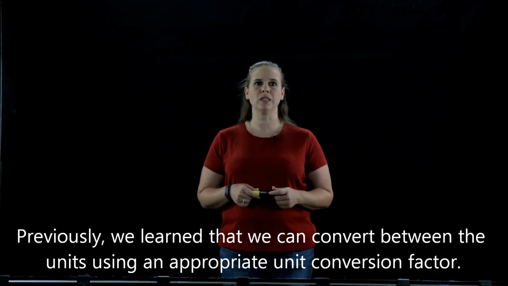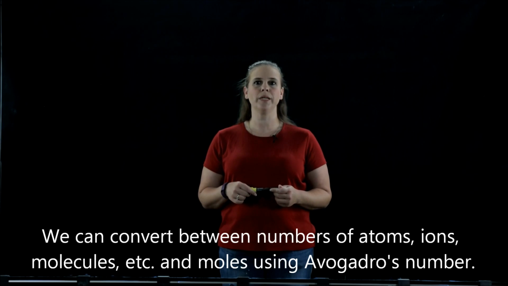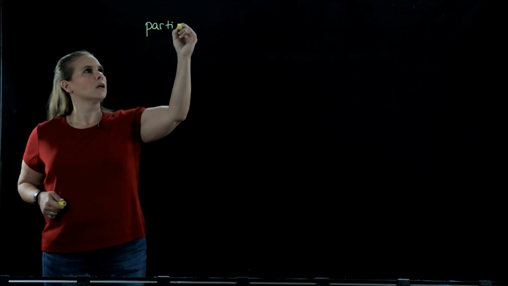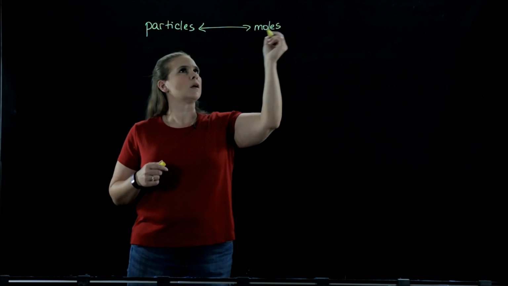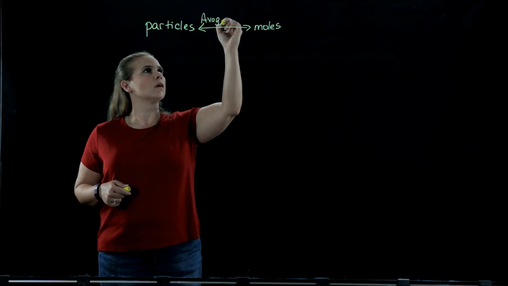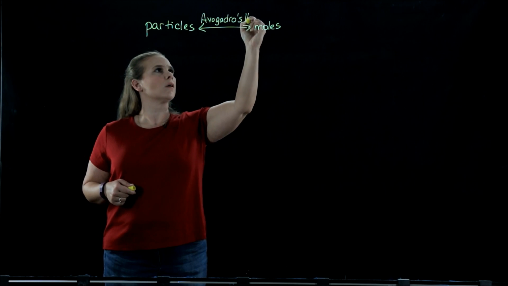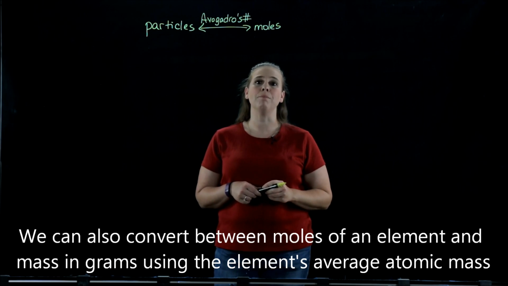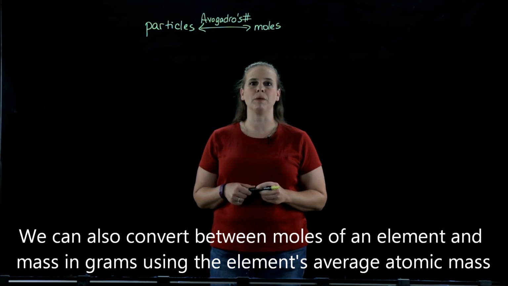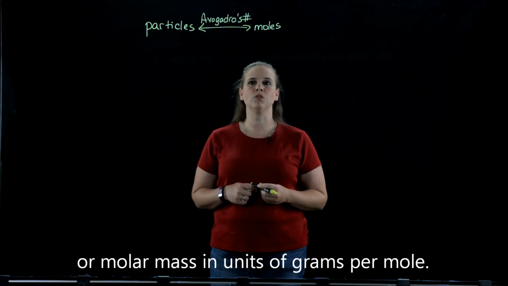Previously, we learned that we can convert between the units using an appropriate conversion factor. We can convert between numbers of atoms, ions, molecules, etc., and moles using Avogadro's number. We can also convert between moles of an element and mass in grams using the element's average atomic mass, or molar mass, in units of grams per mole.